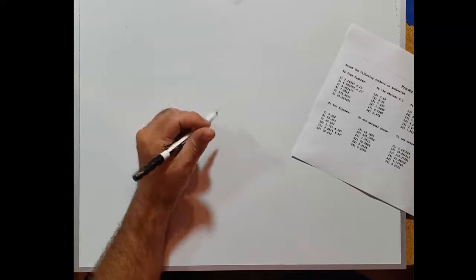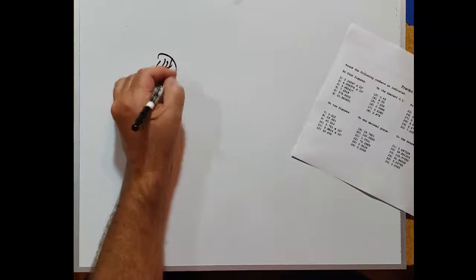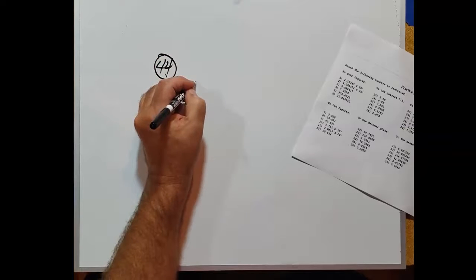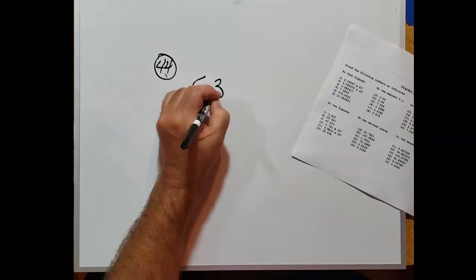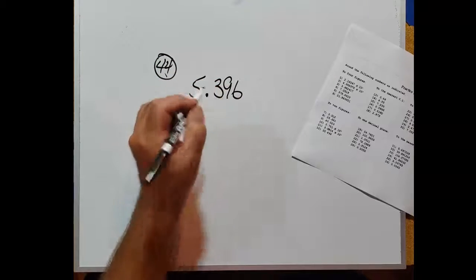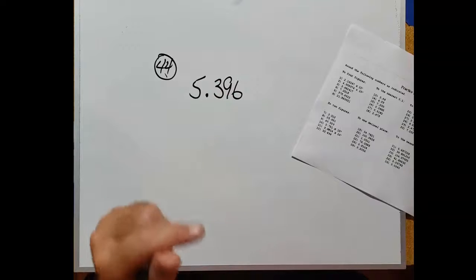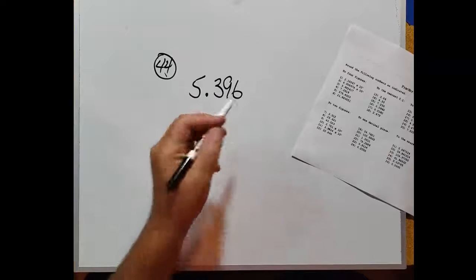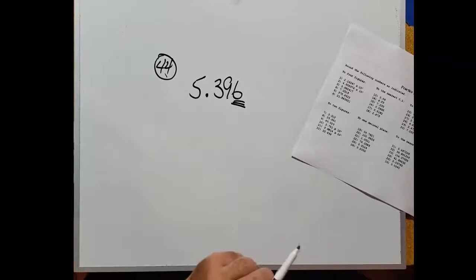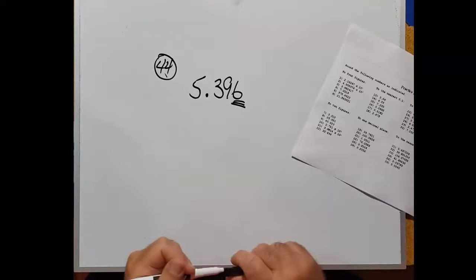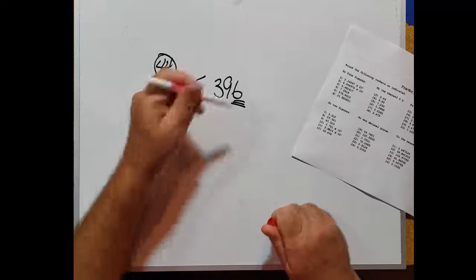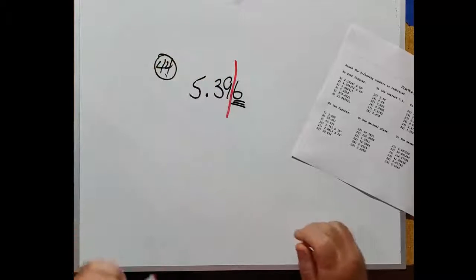And one more here. Number 44. Interesting. 5.396. The instruction here is round off the farthest right digit. So that means get rid of the 6. So we want to chop this off right here.